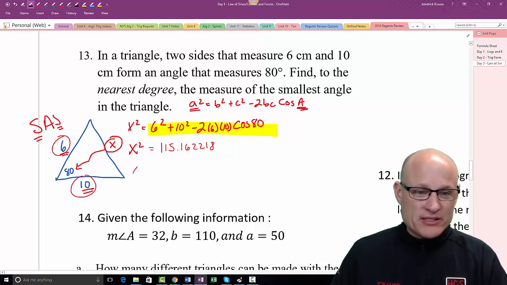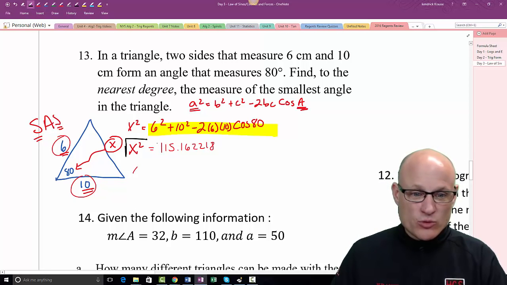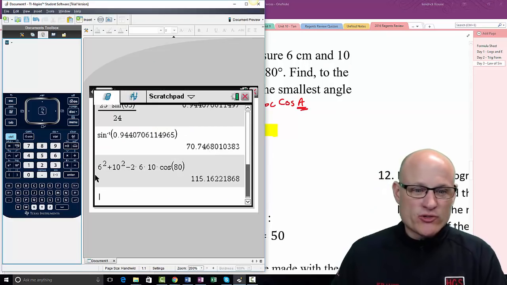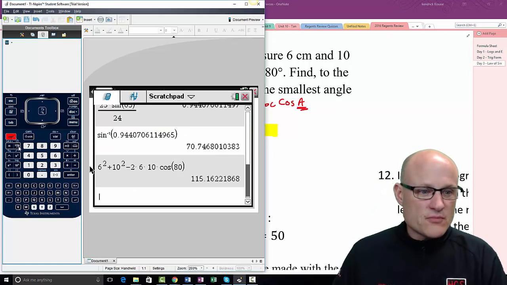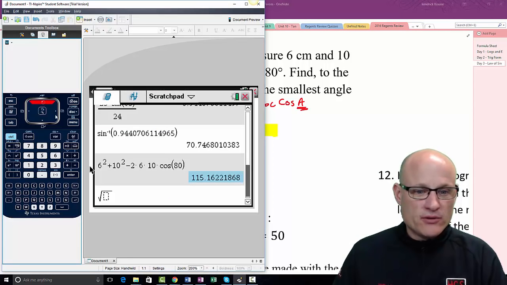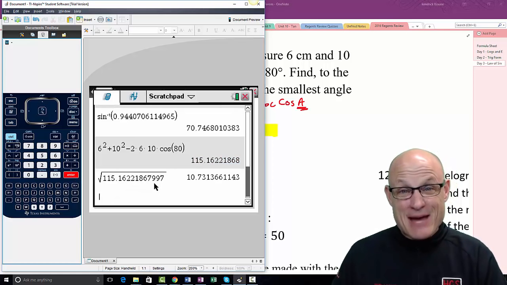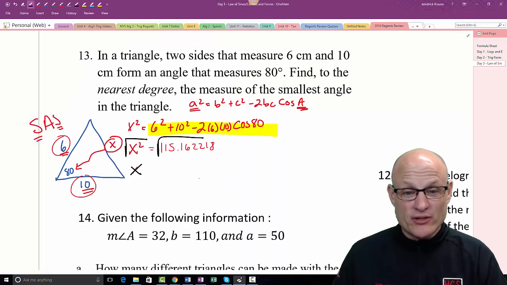The next step would be to take the square root of both sides. Now, normally you'd put plus or minus, but since we're dealing with lengths, you can't have a minus. So we're just going to take the square root of that. And I get 10.7. Now, this is not my final answer, so I'm just going to do this.